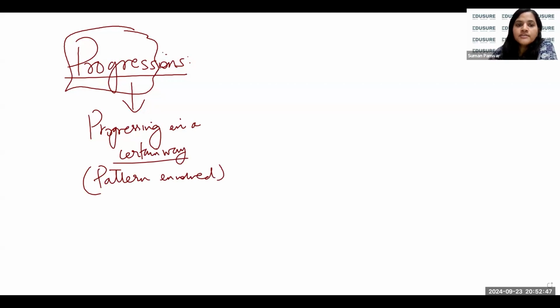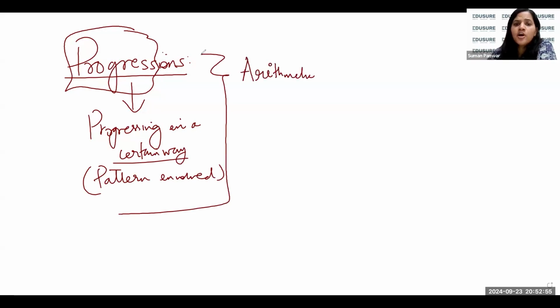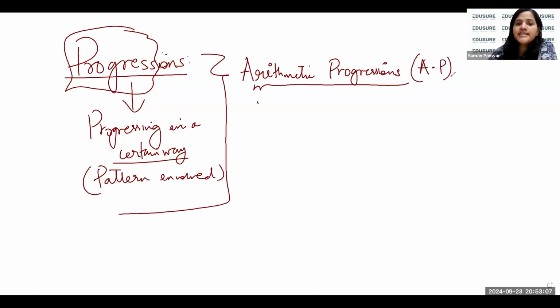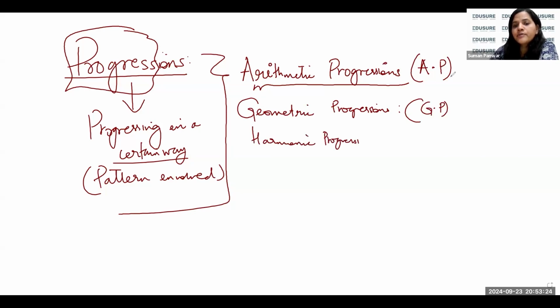In our course, we will be dealing with three kinds of progressions. The first will be arithmetic progressions. Most of you must have heard about them. If not, there is nothing to worry about. We will be starting from scratch. They are known as AP in short. The second ones are geometric progressions, known as GP in short. And the third one are harmonic progressions, which are known as HP in short.